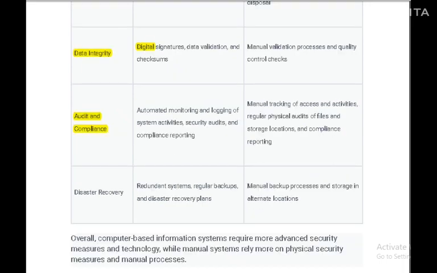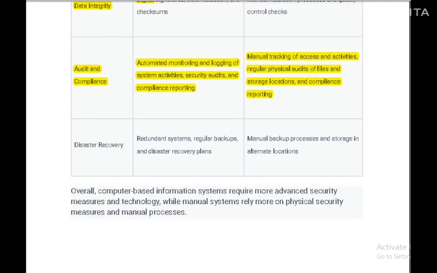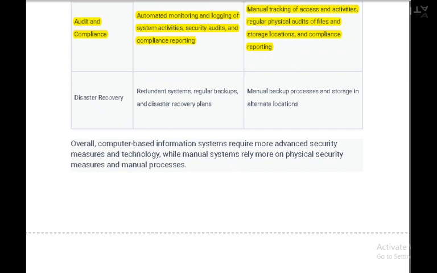Audit and compliance. Automated monitoring and logging of the system is maintained in the computer-based system, and manual tracking of access and activities. Regular physical audits of the files and storage locations, and compliance reporting.